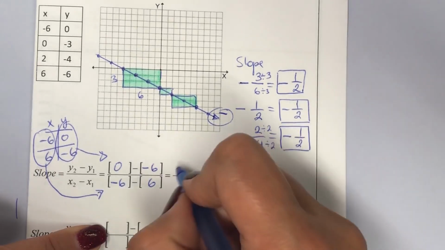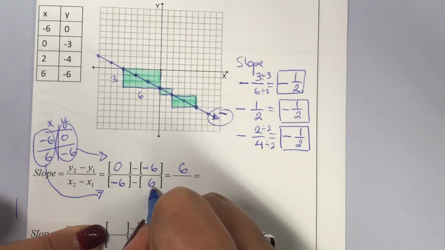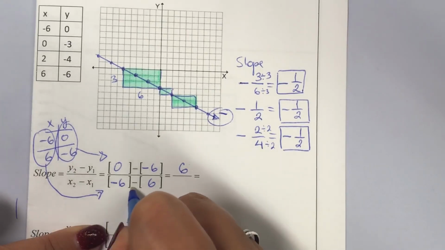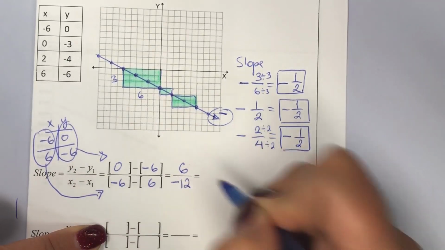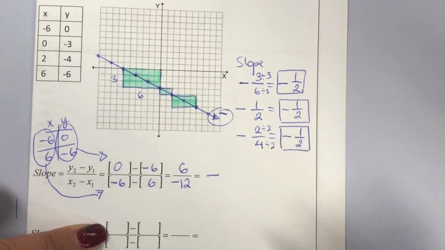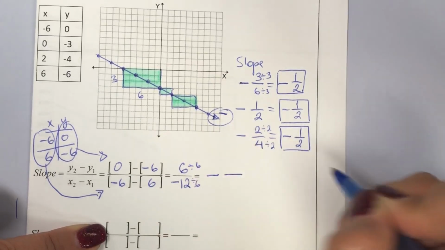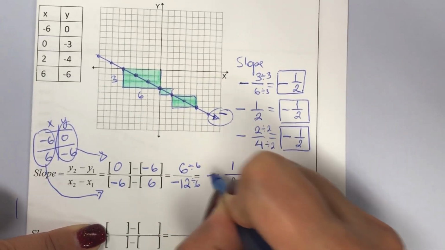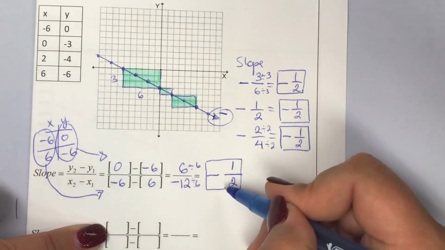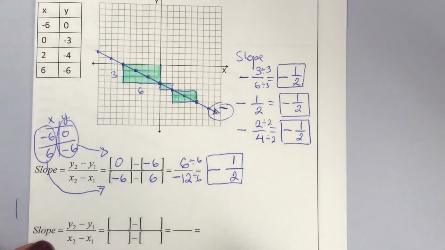0 minus -6 will be +6. -6 minus 6 will be -12. When we simplify, positive divided by negative is negative, and dividing by 6 to simplify, we have -1 over 2. So this slope is the same as visually on the graph.